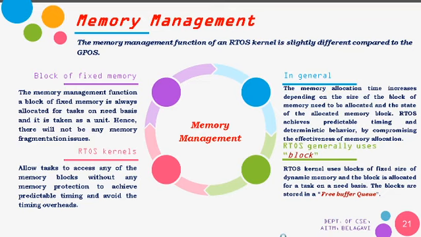And a real-time operating system generally uses blocks. The RTOS kernel uses blocks of a fixed size of dynamic memory, and a block is allocated for a task on a need basis. The blocks are stored in a free buffer queue. RTOS kernels allow tasks to access any of the memory blocks without any memory protection to achieve predictable timing and avoid timing overheads. In the memory management function, a block of fixed memory is always allocated for a task on a need basis and it is taken as a unit. Hence, there will not be any memory fragmentation issues.